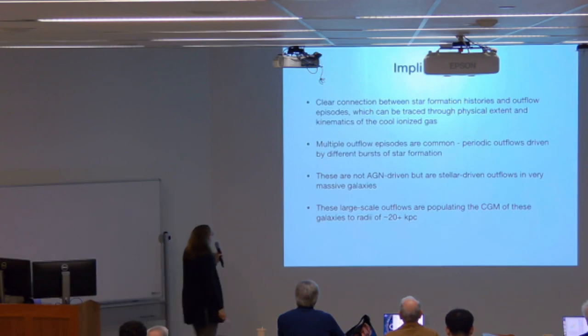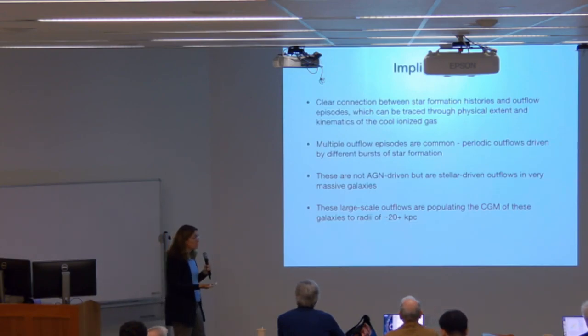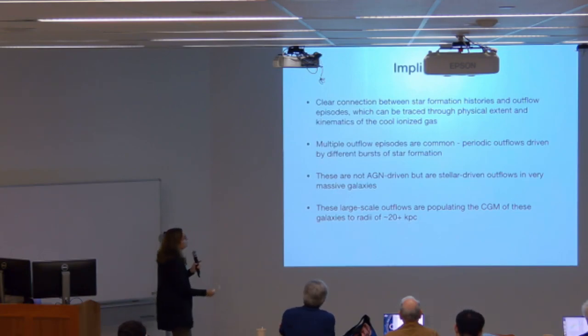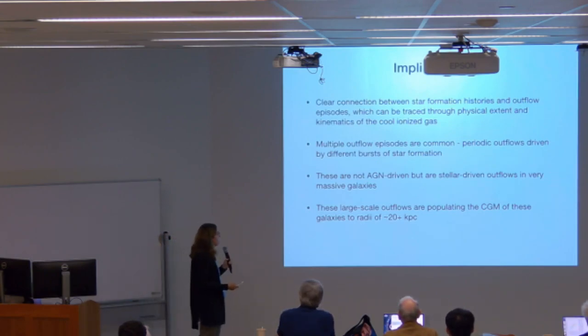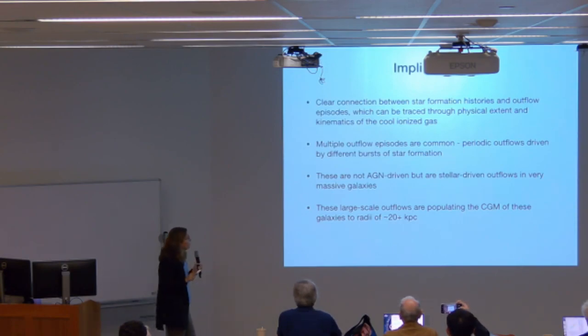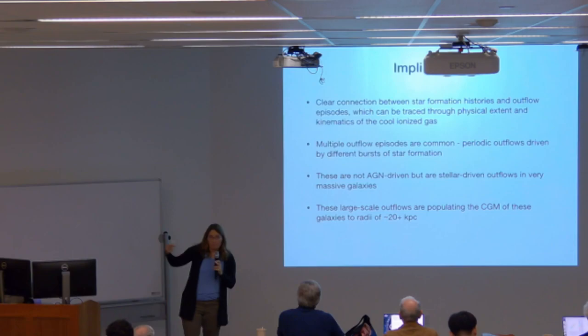Okay, so the implication. We found this clear connection between the star formation histories, in particular the burstiness and the time since the burst, and the outflow episodes traced through their physical extent and the kinematics of the oxygen 2 gas. And most of the galaxies, the vast majority, have 2 outflows. So multiple outflow episodes are common. These are periodic outflows driven, we think, by different bursts of star formation.